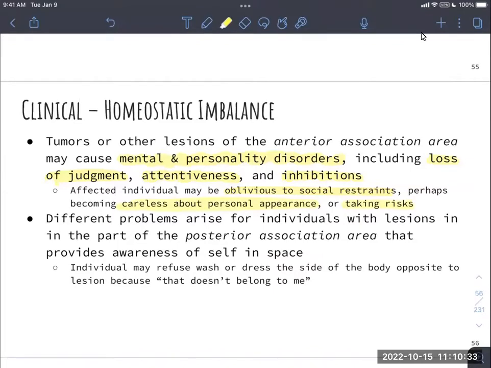But what happens if we have a lesion, a tumor, or something to that posterior association area? They don't take care of themselves. And whatever side that lesion is on, they're not going to take care of that one side of the body that lesion is on, or the opposite side of that body that lesion is on, because they don't think that belongs to them. If they had a lesion on the left side of their brain in the posterior association area, they think that their right hand or arm doesn't belong to them. So they don't have to take care of it.